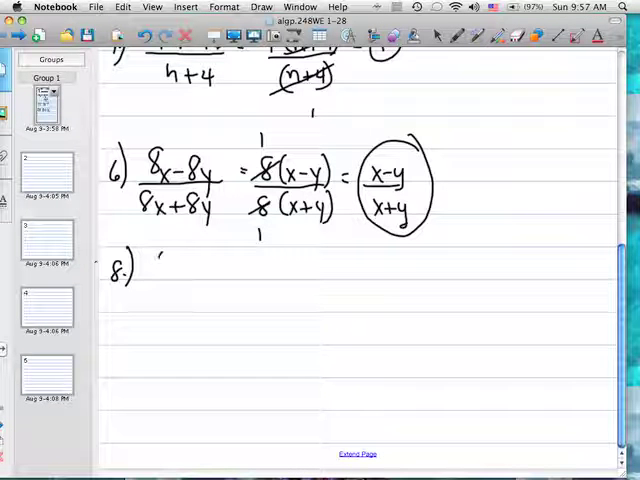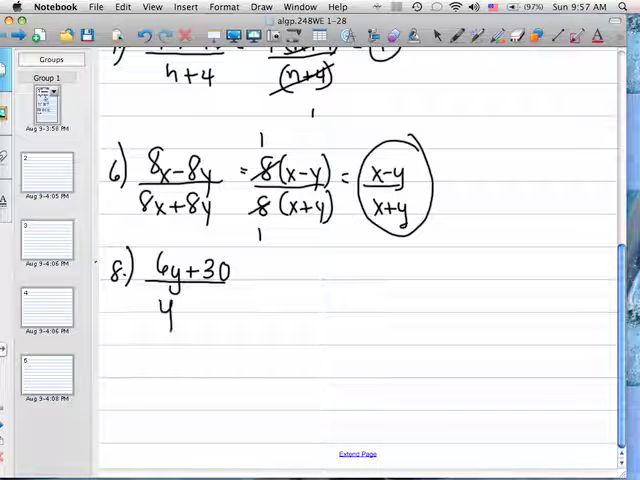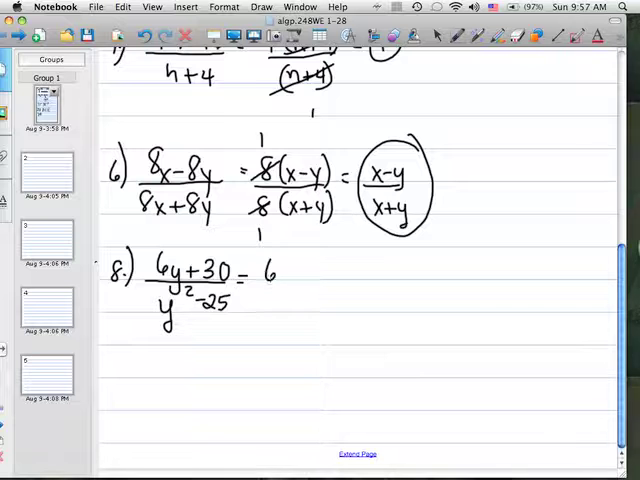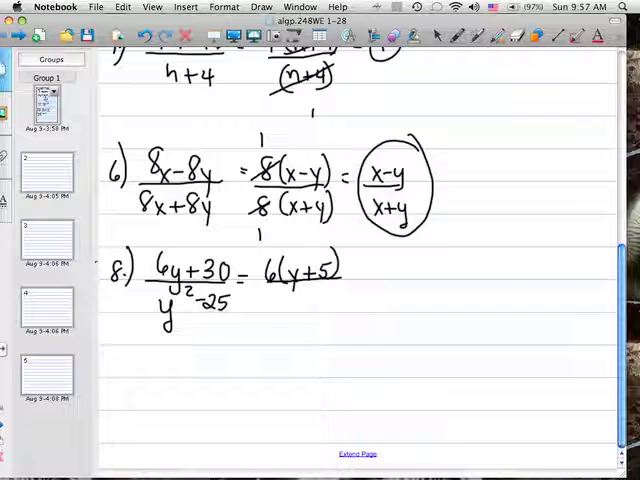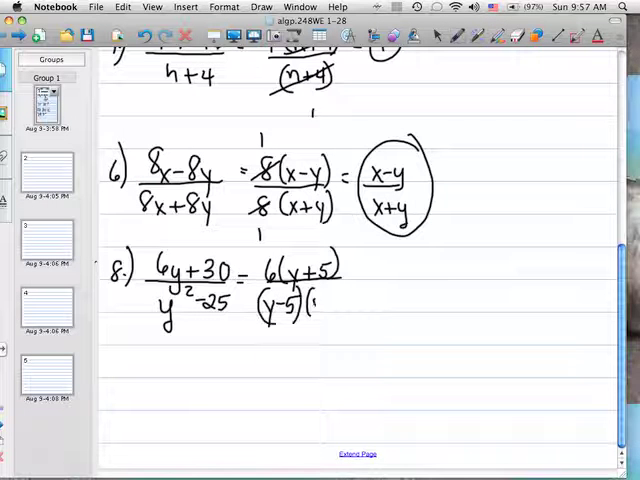Problem number 8, you have 6y plus 30 over y squared minus 25. You can take out a 6, and that leaves you y plus 5. On the bottom, that's the difference of two perfect squares. That's y minus 5 and y plus 5.